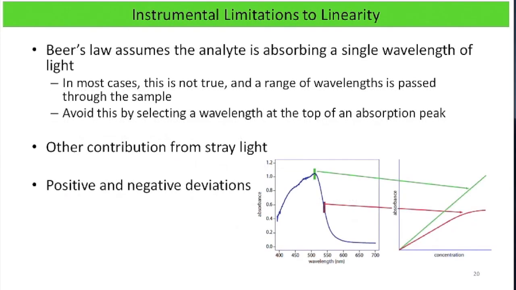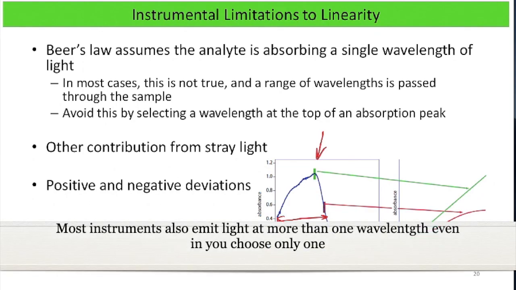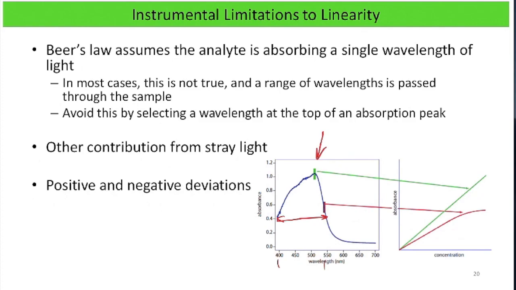Now, instrumental limitations of linearity occur because Beer's law assumes the analyte is absorbing a single wavelength of light. But that's not true, because if we look at absorbance spectra, the ones that I drew on a previous slide, the one for ozone, or the one right here, notice that it's absorbing over a wide range of different wavelengths. So we're going from about 400 to 550 in this case. So we have to avoid this by making sure that we choose the wavelength of highest absorbance when we're doing our analysis. So this point right here.